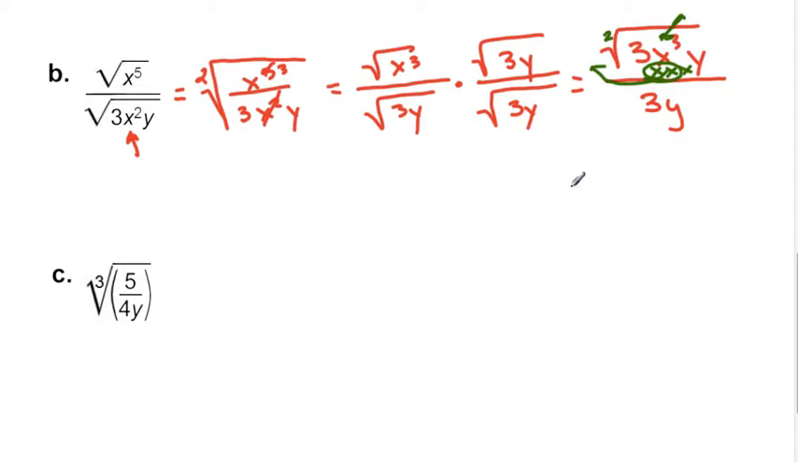So this simplifies to x square root of 3xy all over 3y. Now, ugly, messy, it is tedious. It is a lot of steps that you have to take, but at the same time, it's definitely worth it.